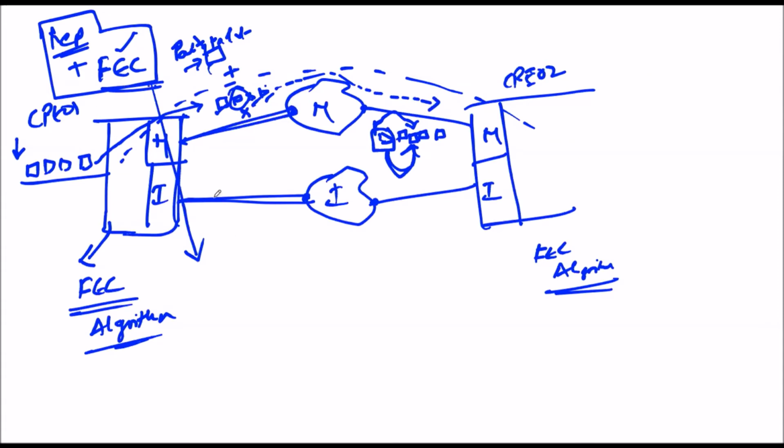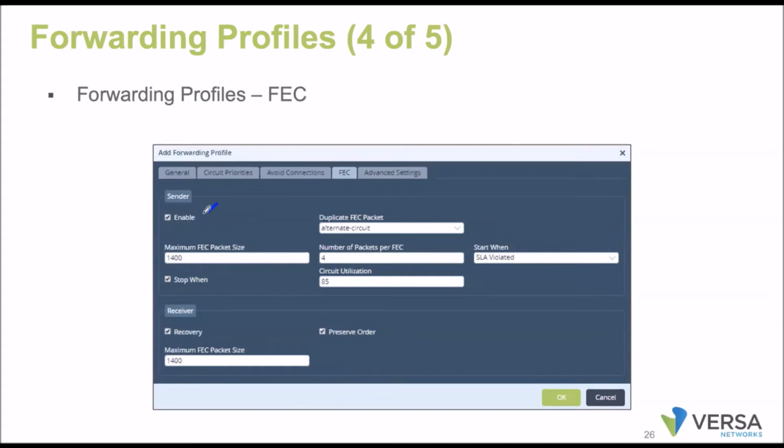So we have an option when to start and when to stop it. If I look at the FEC here, you can enable it. You can mention the number of packets that should be used, so that for every 4 packets, it starts sending a parity packet. When to start this FEC? When all the WAN links are not meeting the SLA, then you start it. When to stop it? If any of the WAN circuits are crossing this circuit utilization, then you can stop.